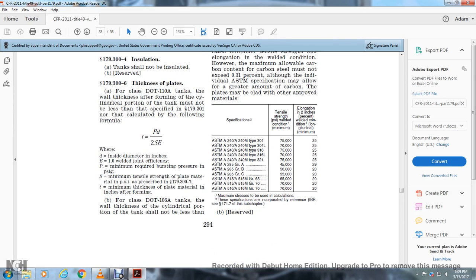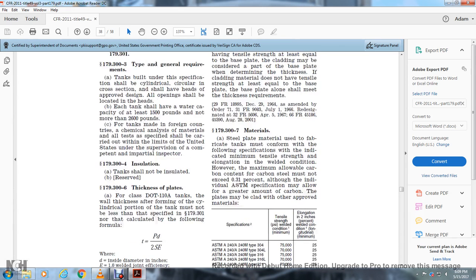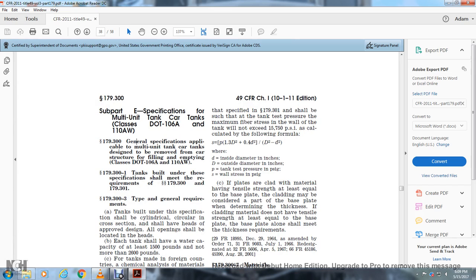For class 106A tanks, the wall thickness for the cylindrical portion of the tank shall not be less than specified in section 179.301 and shall be such that, for the tank test pressure, the maximum fiber stress within the wall of the tank does not exceed 15,750 PSI, calculated by the following formula. S equals P times (1.3D squared plus 0.4d squared) divided by (D squared minus d squared). Lowercase d equals inside diameter in inches. D equals outside diameter in inches. P equals tank pressure in PSI gauge. And S means wall stress in PSI gauge.